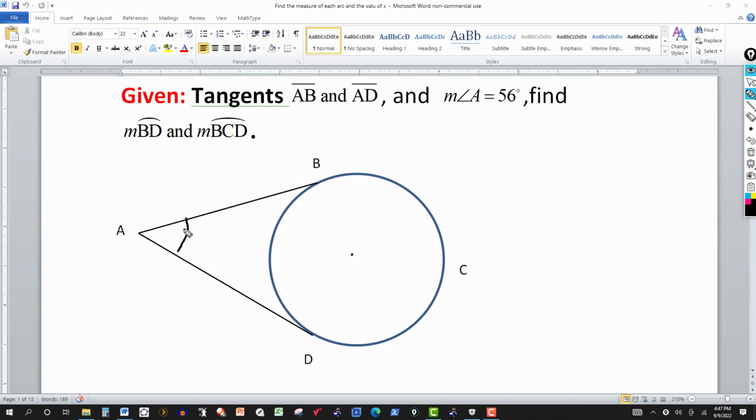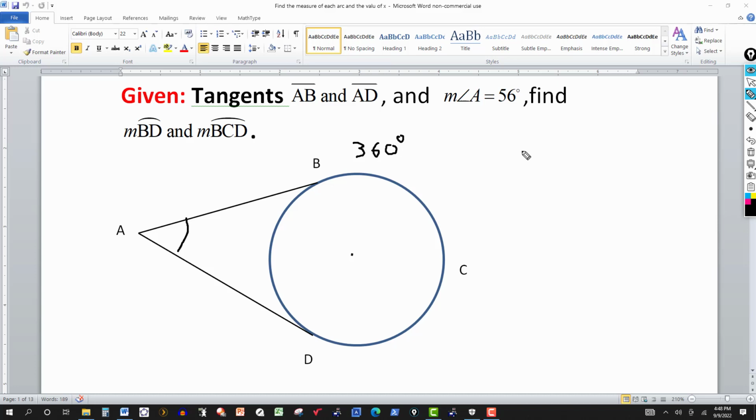And normally in these types of problems where the vertex is outside the circle, the procedure is to take 1/2 the difference of the arcs. The large arc, that would be BCD, minus the small arc, which would be BD. But in this case, we're not given the arcs. But we know that in this particular case, the measure of arc BCD and the measure of arc BD add up to 360 degrees.